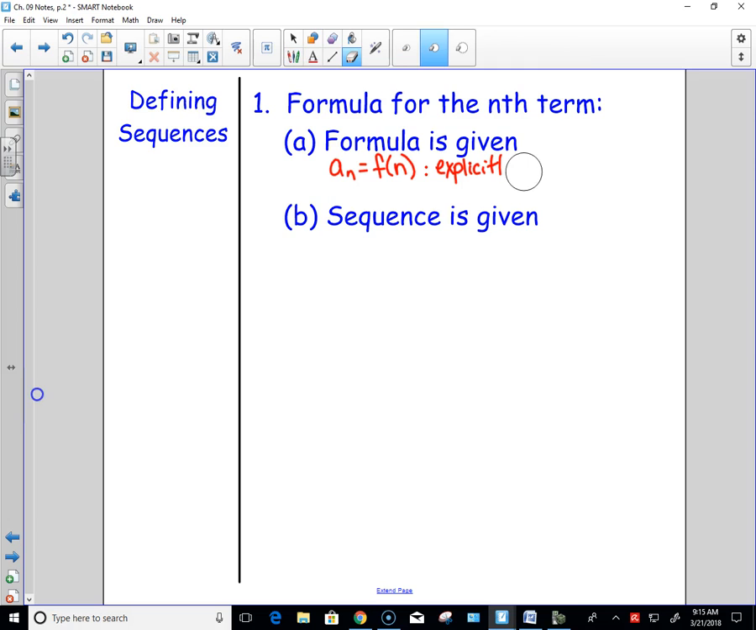You could say explicitly defined. I'll just call it explicit. It's an explicit formula. They're giving you a formula that encapsulates the entire sequence all in one shabam. You can plug in 1, you can plug in 10, you can plug in 50, you can find any term you want, just plug it in.